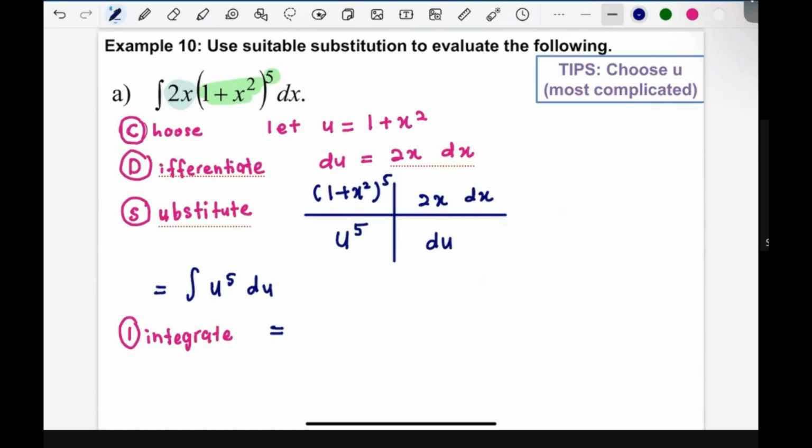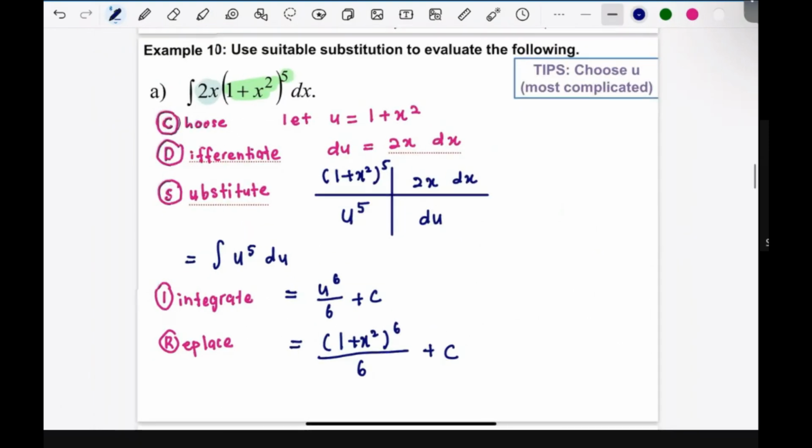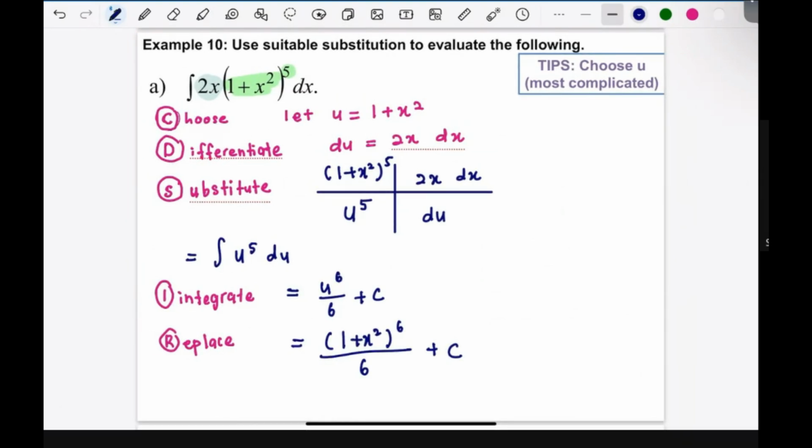Okay. So I continue. Integrate this, we're gonna get u to the power of 6 over 6 plus C. And last step, R stand for replace. Means we have to replace back u as our original equation just now. So final answer, this would be (1 plus x squared) to the power of 6 over 6 plus C. And that would be our final answer.